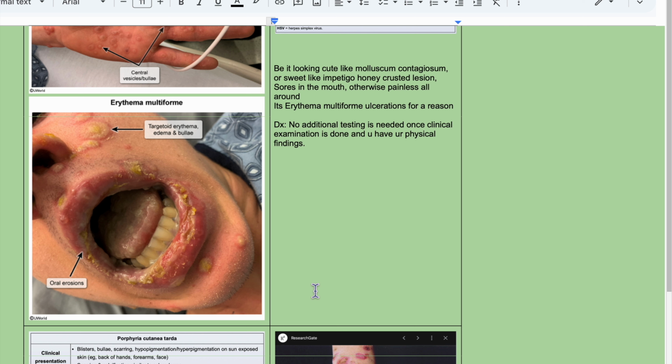Okay, so here you're supposed to figure out, because it kind of looks like impetigo, but it's not, or maybe even like seborrheic dermatitis. But these are target cells, so targetoid erythema, edema, and bullae. That's how you were supposed to figure that one out.